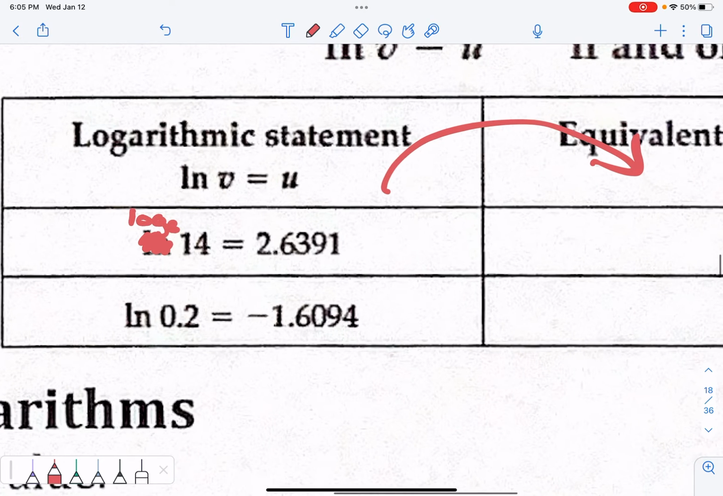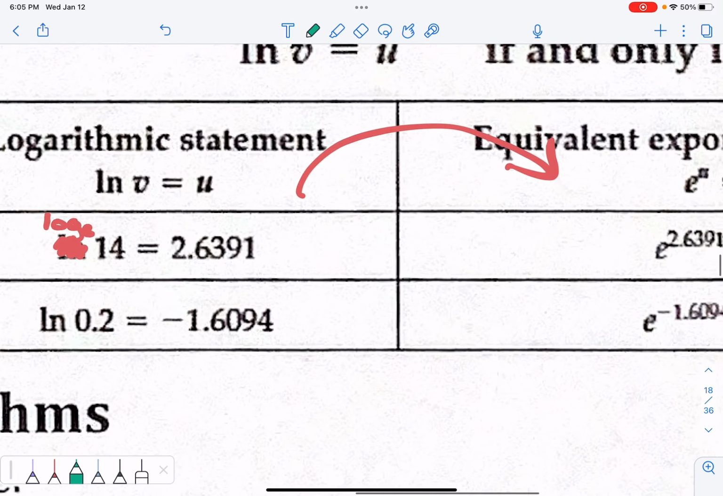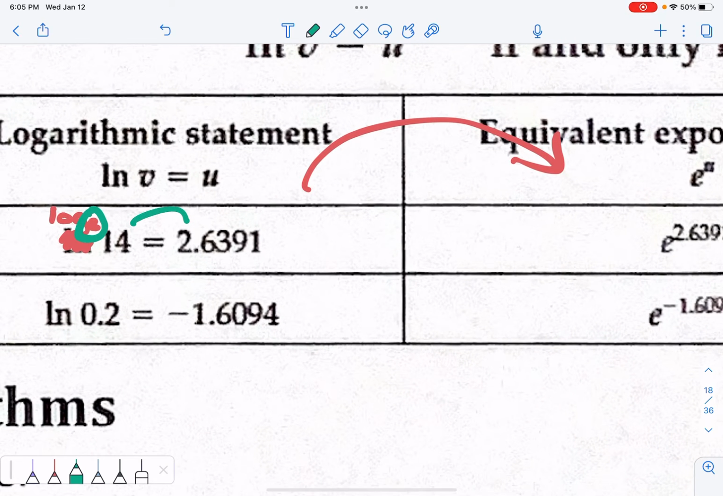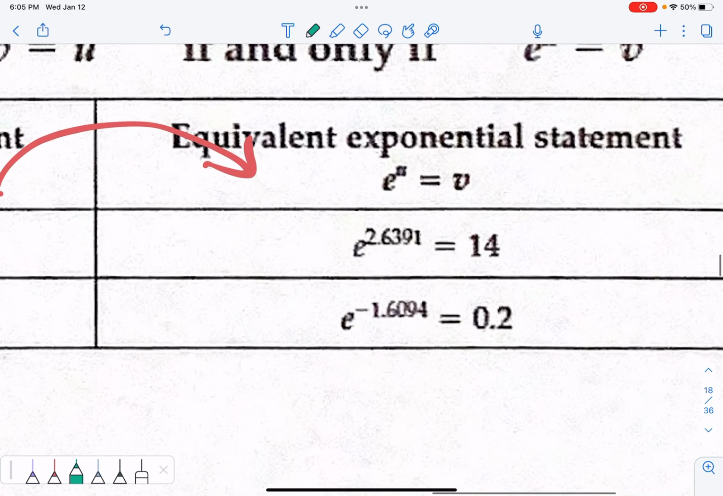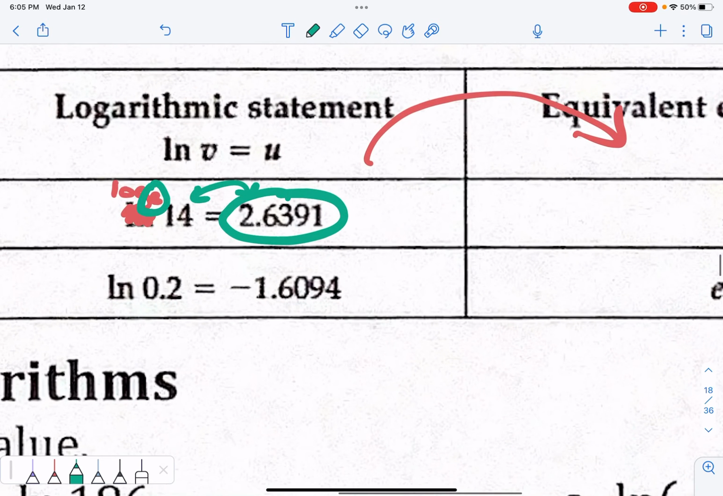And then I can switch it, and I know that the base, this number, has to stay in the same spot, and these two numbers switch places. So this says e to the 2.6391 equals 14. Okay, ln again is log base e.